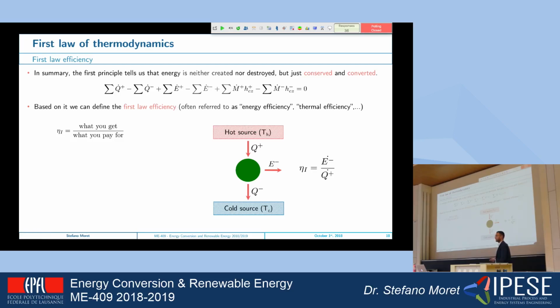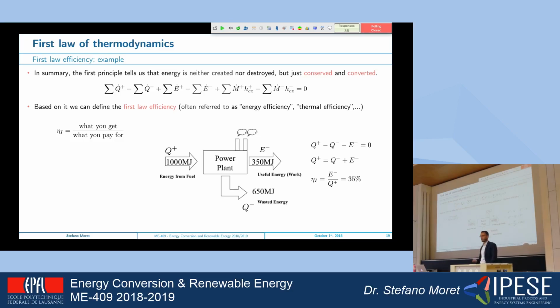So the first principle efficiency is very simple to calculate. It's simply the ratio between the work or electricity that we produce out of a given cycle and the amount of heat that we have to give to the system.